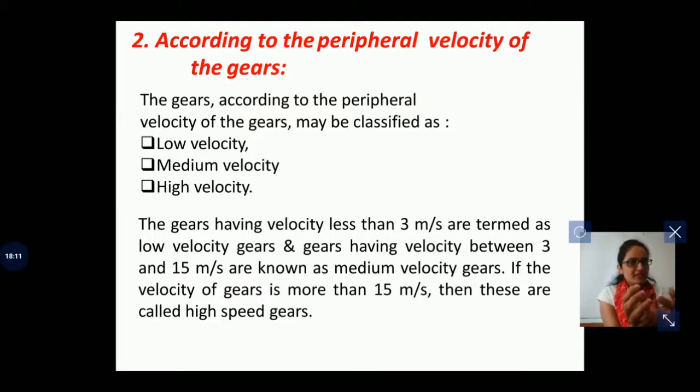Now let's move towards the second category, where we classify gear according to peripheral velocity of the gears. So according to peripheral velocity, we have 3 types of gear: low velocity gear, high velocity gear, and medium velocity gear. In case of low velocity, we have the velocity limit 3 meter per second. In case of medium velocity, we have the limit 3 meters per second to 15 meter per second. And in case of the high velocity, we have speed limit above 15 meter per second.